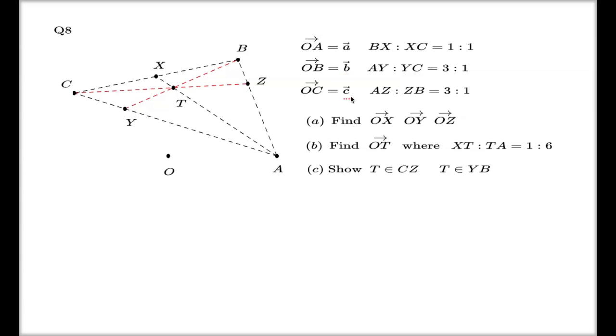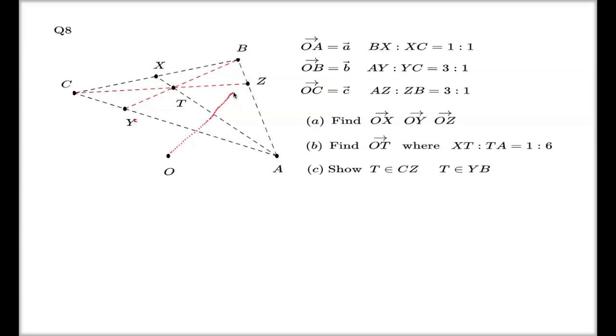Now, we are also given these partitions. BC is partitioned by the point X, BA by the point Z, and point Y partitions the segment CA, and we're given the proportions here. That's all of the information which is given in that question. Now, there are 3 parts in the question. The first part says find the vectors from O to X, from O to Y, and from O to Z.